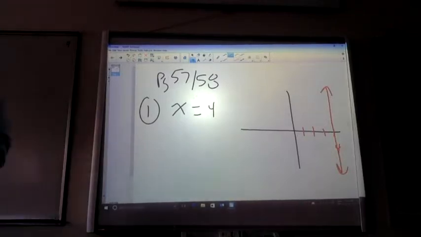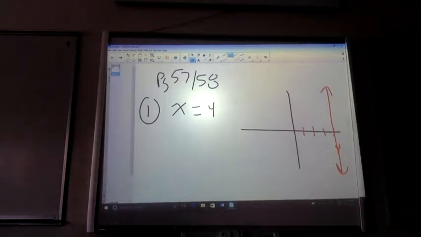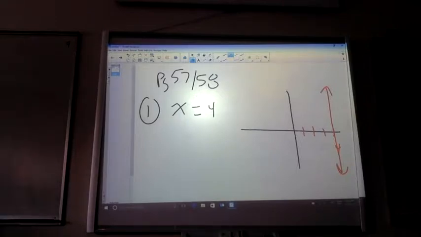Vertical lines, functions or not? No, it is not a function. It is an undefined slope. So this graph is not rising, increasing or decreasing at this point. It's undefined at this point. Okay? Problem number 2.